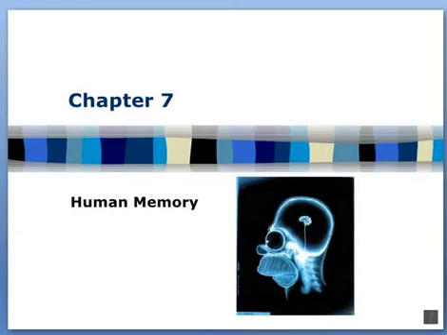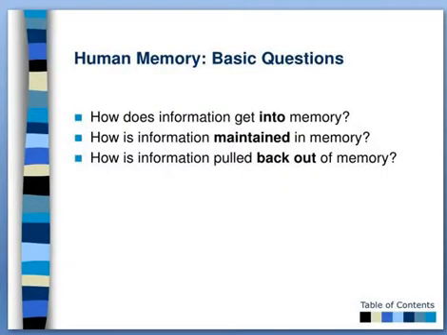Since memory is central to almost all cognitive processes such as perception, thinking, and problem solving, psychologists have attempted to understand the manner in which any information is committed to memory. In this chapter, we will examine all these aspects of memory and understand various theories which explain the mechanisms of memory. So let's start. Here are some questions. How does information get into memory? How is information maintained in memory? How is information pulled back out of memory? So we will get all the answers to these questions in this chapter.